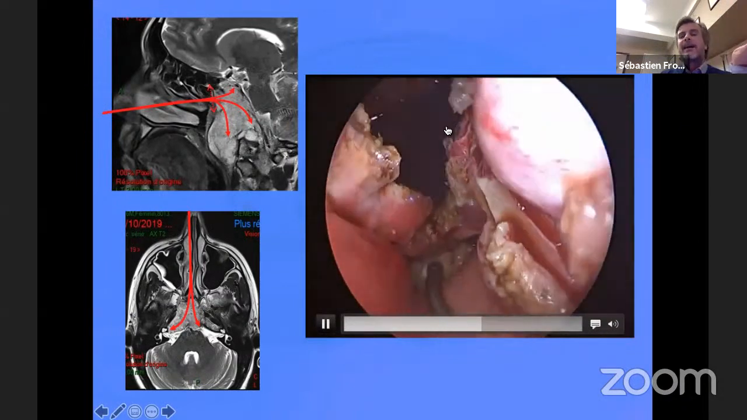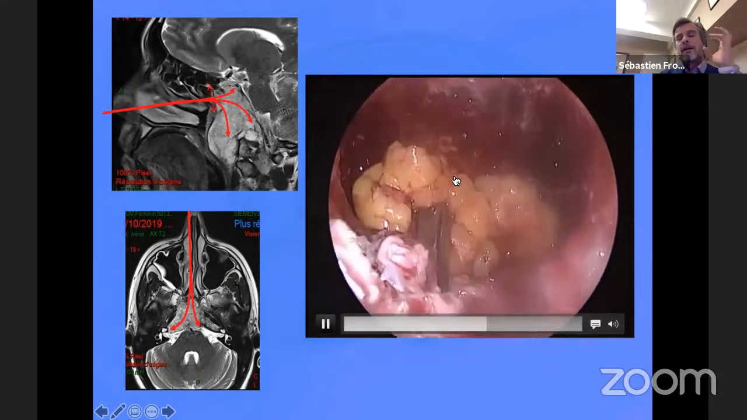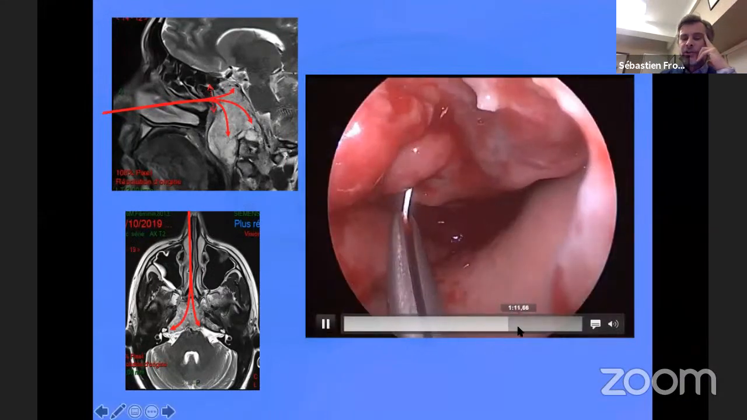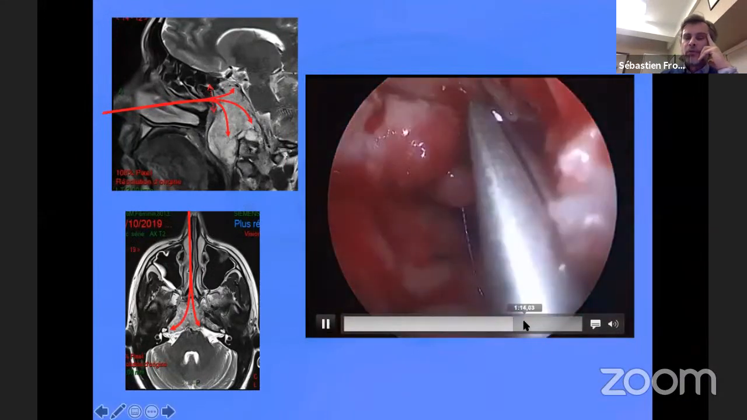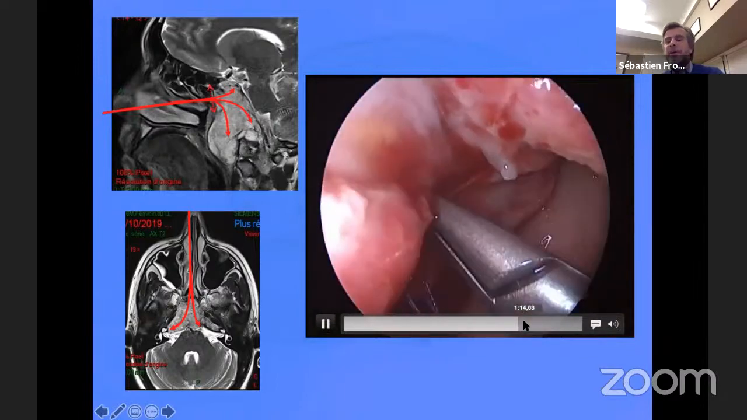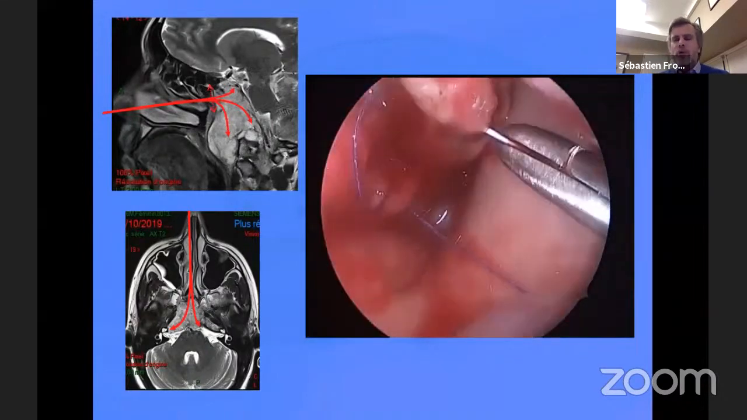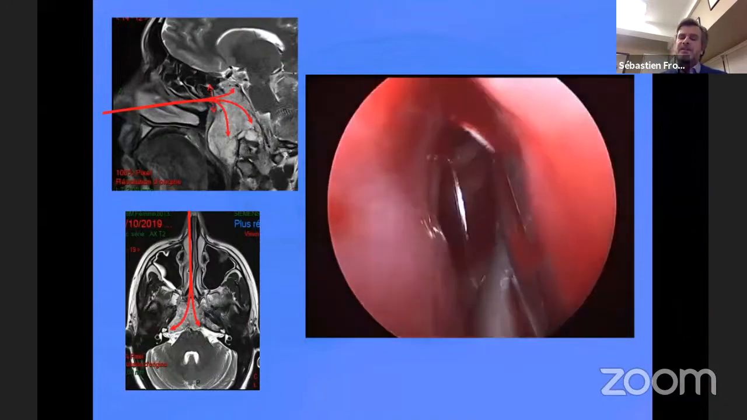And at the end, I have this opening. I fill the cavity with fat and I stitch the mucosa the same way as before. I think it's very nice also against CSF leak because it's probably the strongest barrier for CSF leakage.